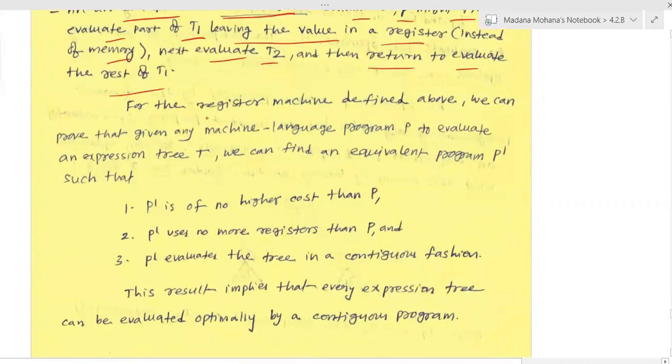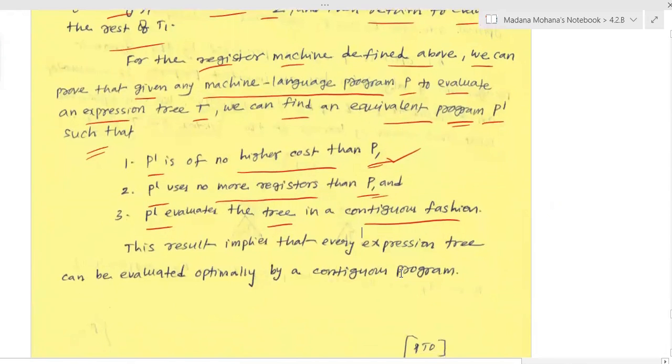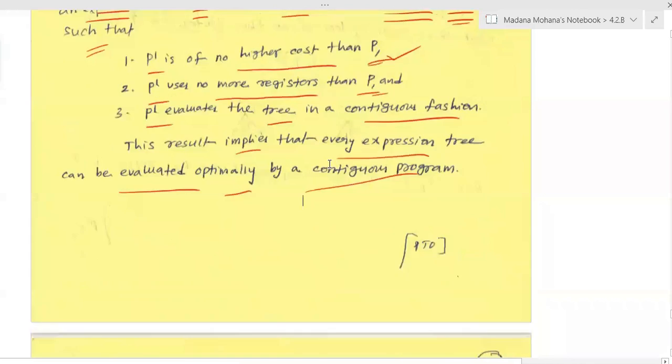For the register machine defined above, we can prove that given any machine language program P to evaluate an expression tree T, we can find an equivalent program P dash such that P dash is of no higher cost than the original program P. Then P dash uses no more registers than P. Then P dash evaluates the tree in a contiguous fashion. So this result implies that every expression tree can be evaluated optimally by a contiguous program.